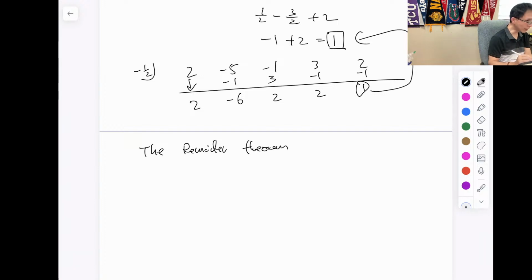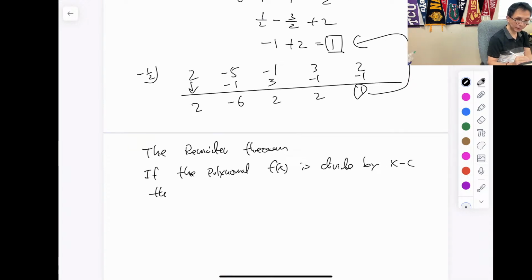And we're gonna say, if the polynomial f of x is divided by x minus c, then the remainder, which is the last one, is f of c. So this is the first theorem. It's called the remainder theorem.